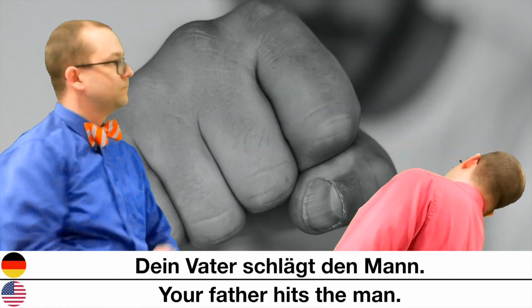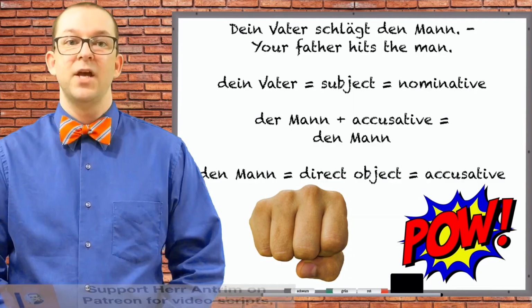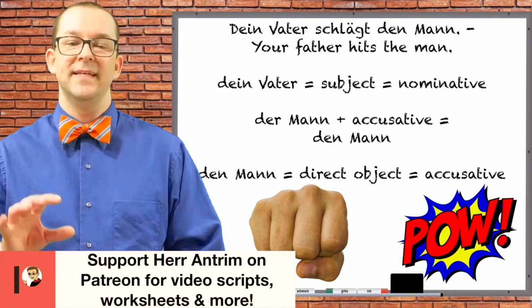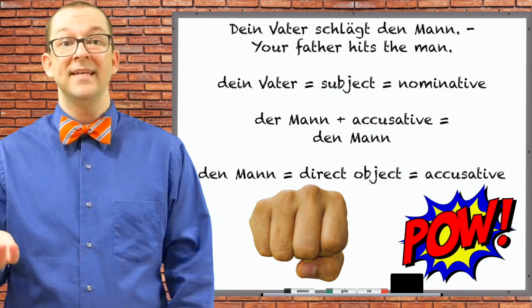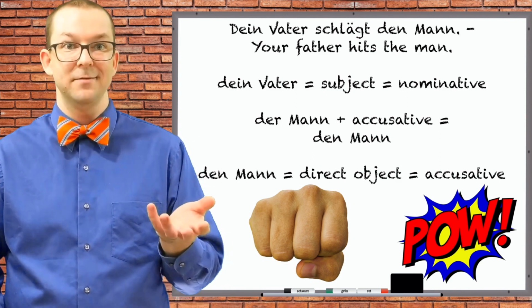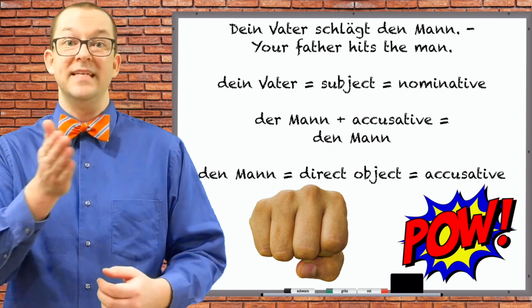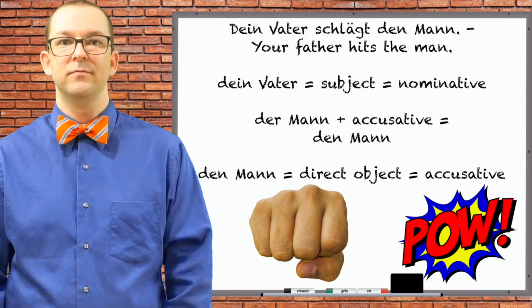Dein Vater schlägt den Mann. Your father hits the man. Your father is the one doing something in the sentence, which makes him the subject and therefore nominative. The man is now on the receiving end of the action, i.e. the verb schlagen, to hit. In other words, the man is being hit. This makes him the direct object and therefore accusative. That's why we used den.